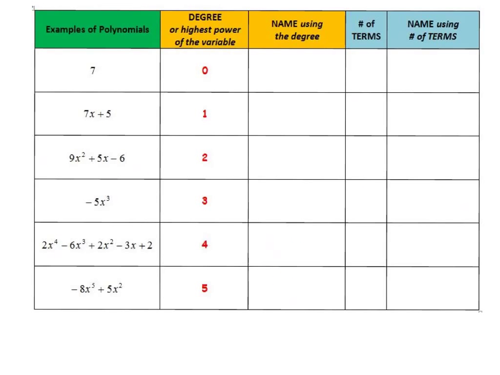Okay, so now we're going to practice naming polynomials according to their degree and also according to the number of terms they have. Okay, let's first focus on the degree. The degree is nothing more than the highest power of the variable. The highest power of the variable. So in the first example, we can clearly see we have only 7, right? This first example here is 7.